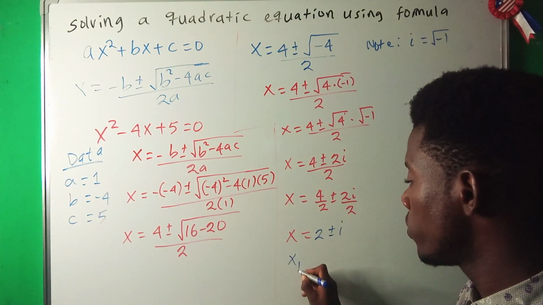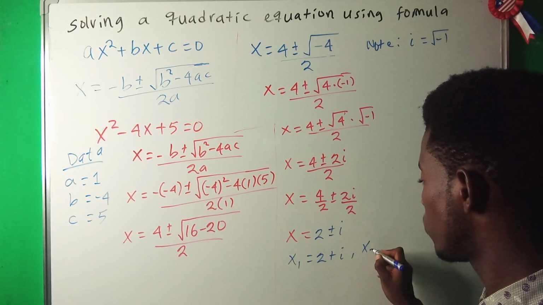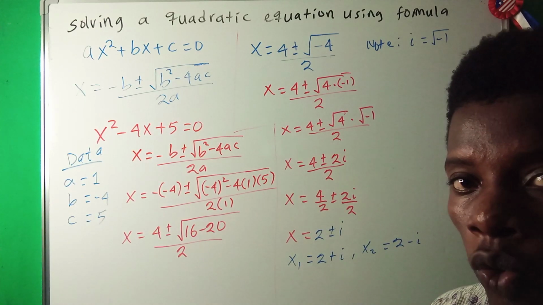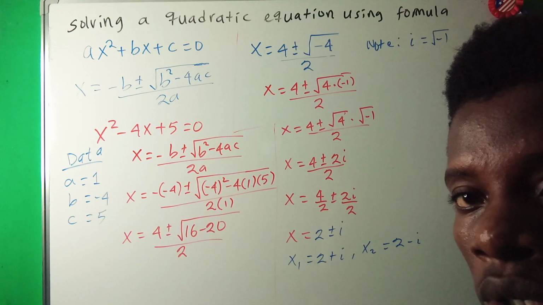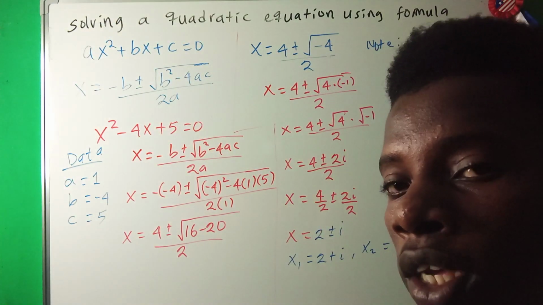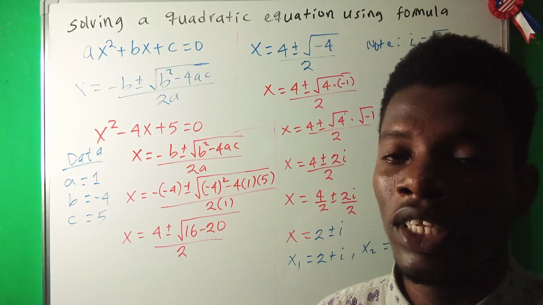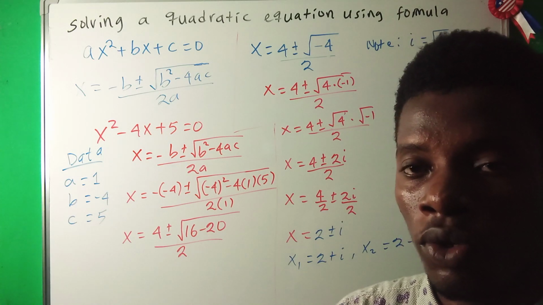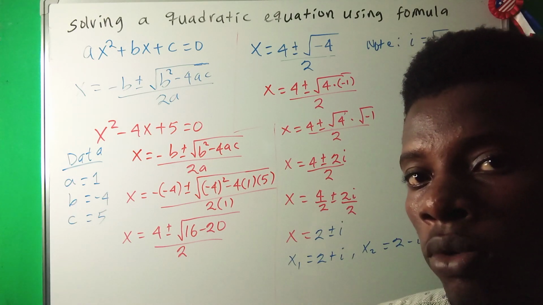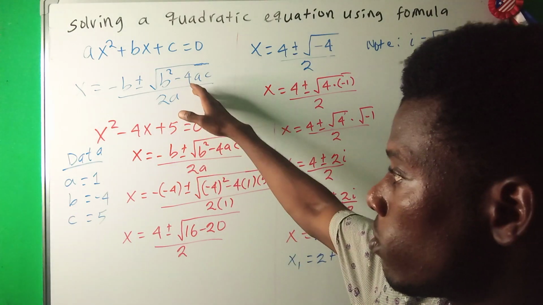Therefore, we have two values. x1 is 2 plus i, and x2 is 2 minus i. When you solve a quadratic equation, you will have two solutions, because according to the fundamental theorem of algebra, if you have a polynomial equation, the number of roots is equal to the degree of that polynomial. So a polynomial of degree 4 will have 4 roots, a polynomial of degree 5 will have 5 roots, and so on.